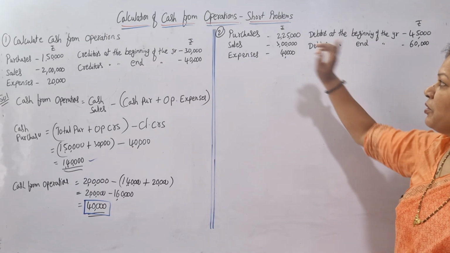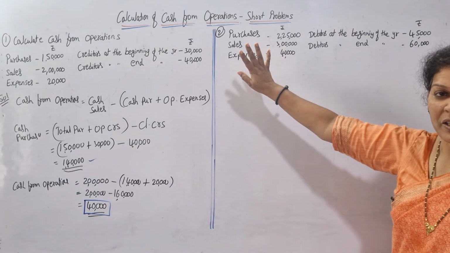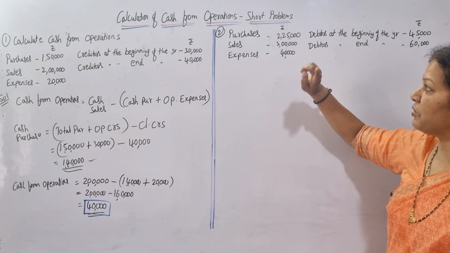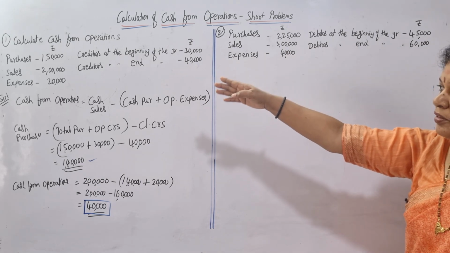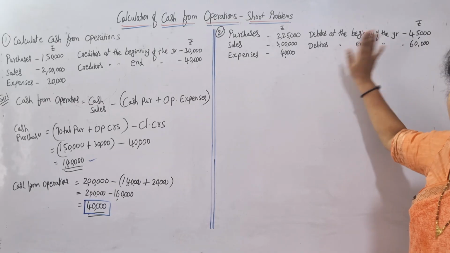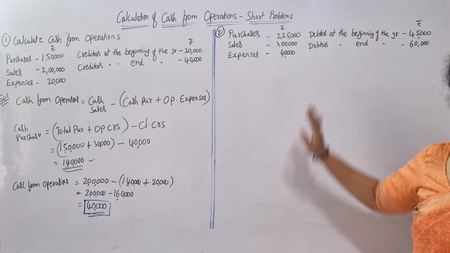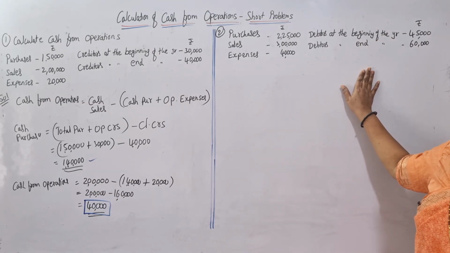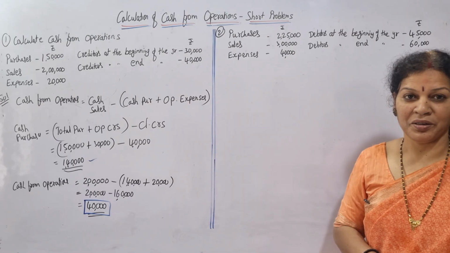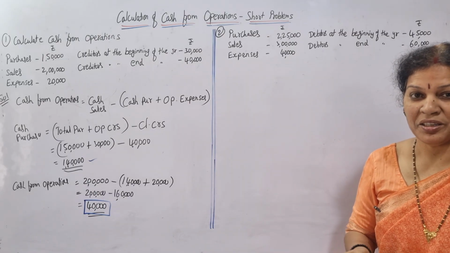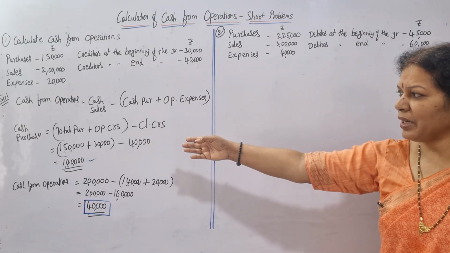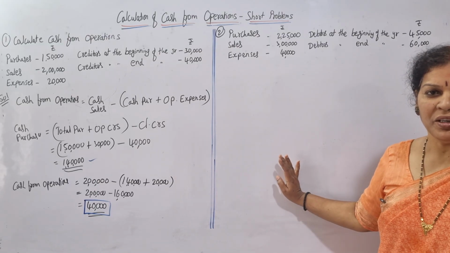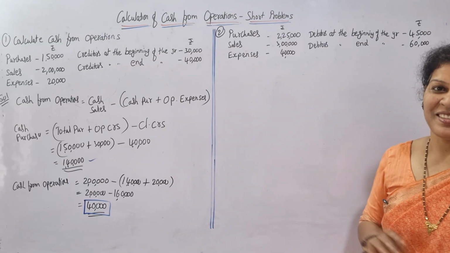The second problem is also like this only. What is given to us? You have to calculate cash from operations. Given to us are purchases, sales, expenses. Same as before. But here debtors at the beginning of the year and debtors at the end of the year are given. There we were given creditors at the beginning and creditors at the end. Now here debtors are given. It means there we found cash purchases; here we are going to find the cash sales.